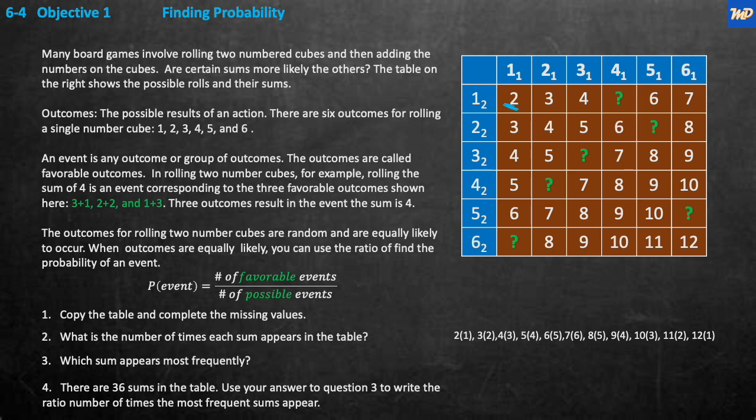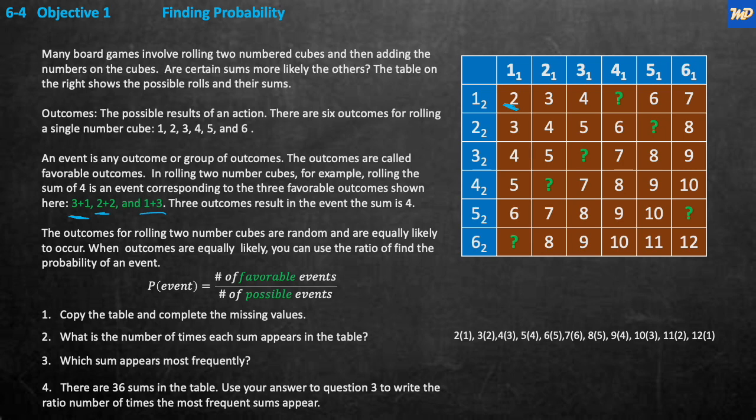In rolling 2 numbered cubes, for example, rolling the sum 4 is an event corresponding to 3 favorable outcomes, shown right here. You could have a 3 and a 1. A 3 on one cube, and a 1 on the other cube. You can have 2s on each cube, or you can have a 1 and a 3. One cube can have a 1, and the other one now can have a 3. So those are the possible ways of getting a 4. Okay? 3 outcomes result in the event the sum is 4.